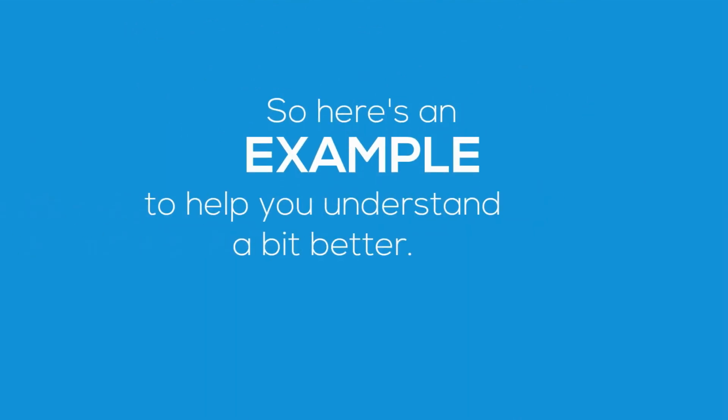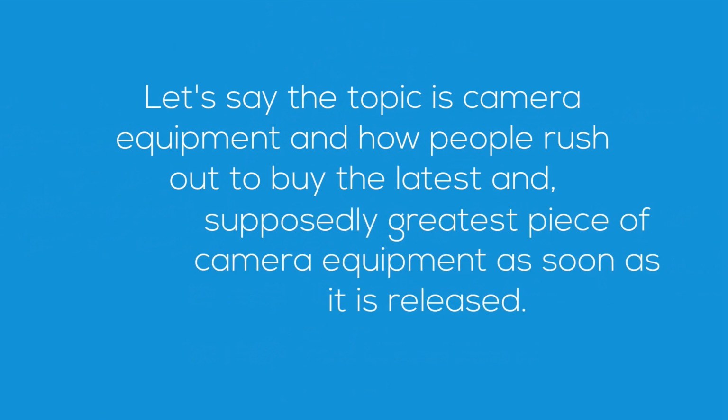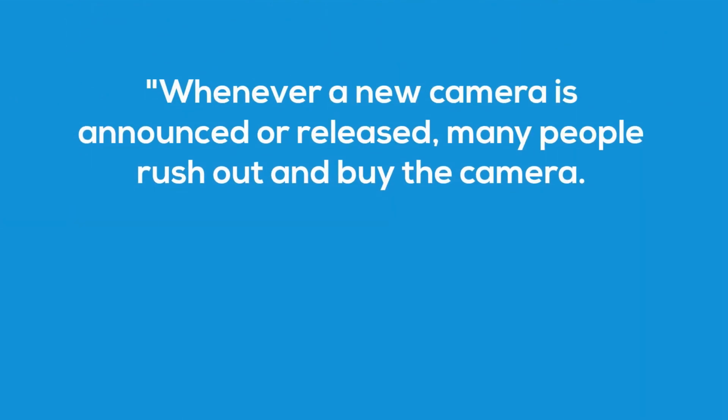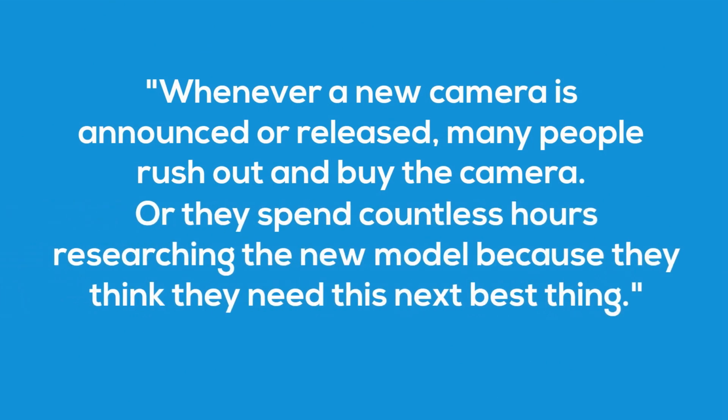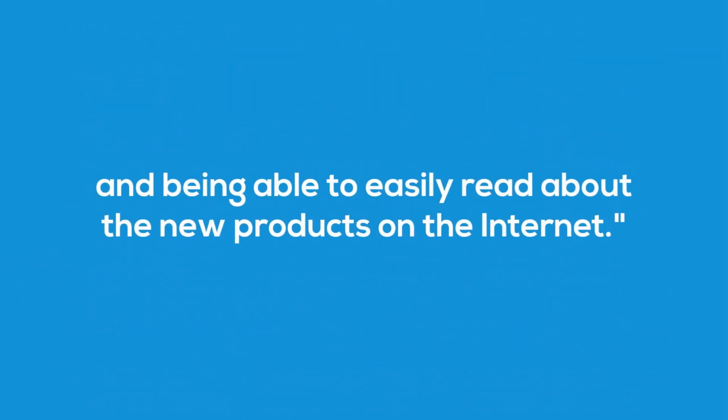So here's an example to help you understand a bit better. Let's say the topic is camera equipment and how people rush out to buy the latest and supposedly greatest piece of camera equipment as soon as it is released. What you can say is something like this. Whenever a new camera is announced or released, many people rush out and buy the camera. Or they spend countless hours researching the new model because they think they need this next best thing. And that is great because people who are into photography probably love hearing new camera announcements and being able to easily read about the new products on the internet.